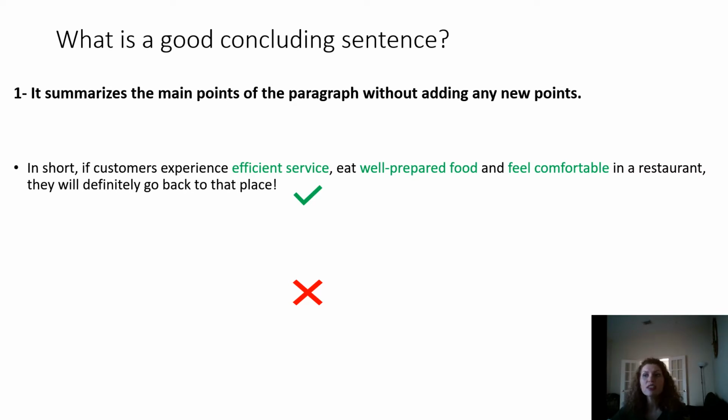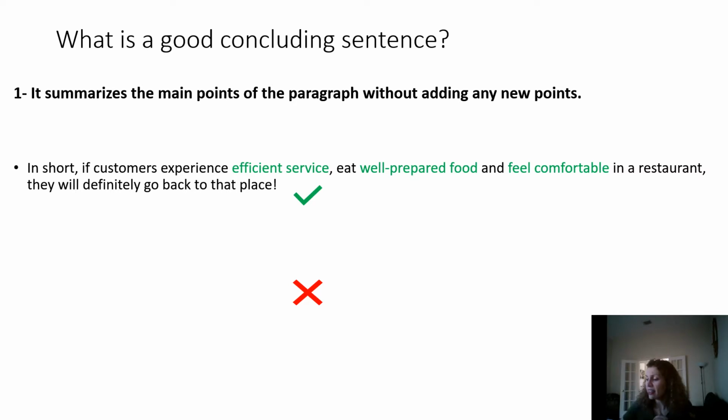In short, if customers experience efficient service, eat well-prepared food, and feel comfortable in a restaurant, they will definitely go back to that place. Now, you see, here we're talking about three main points: efficient service, well-prepared food, and feeling comfortable. And if you read the paragraph, you will know none of these three points are new. We already talked about all these three in our paragraph. And what is this concluding sentence doing? It's simply summarizing what we said earlier in the paragraph.